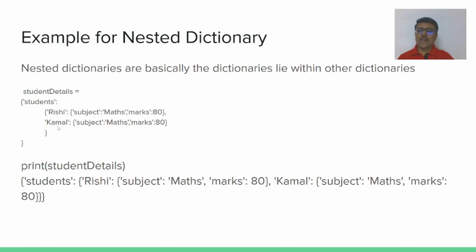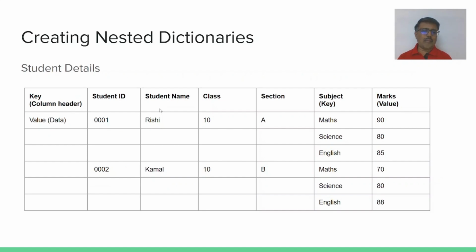And Kamal as a student, and then the subject you are taking here is maths, and the marks you are taking here are 80. So for each subject you are assigning a key, and the marks are again a key, with the values associated with that. Just make a small correction here.